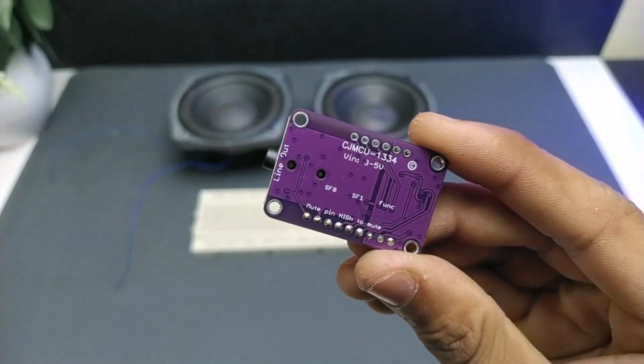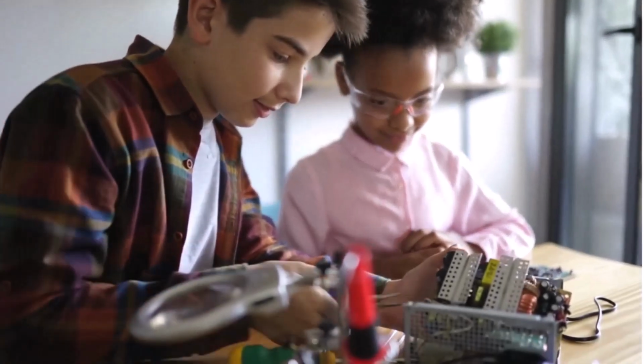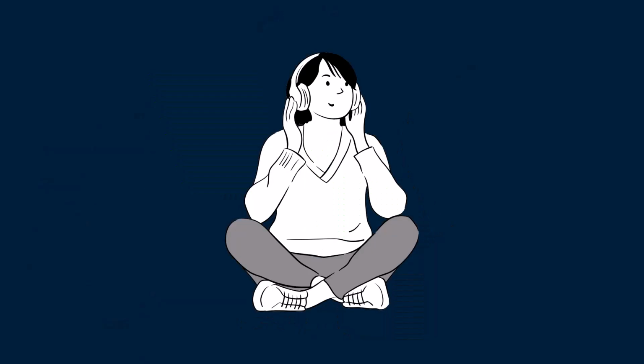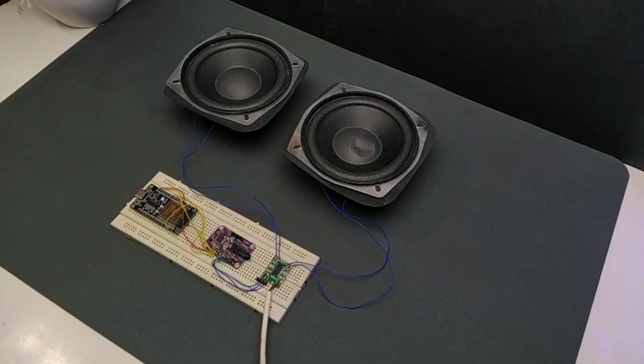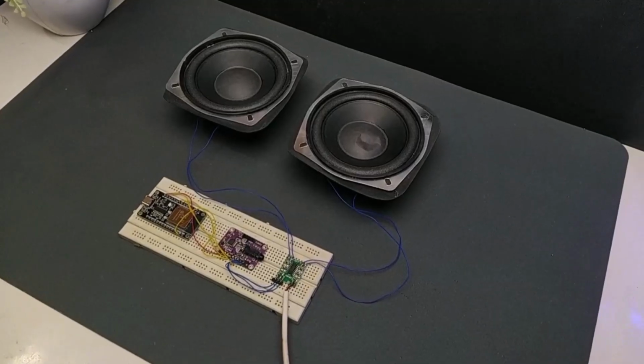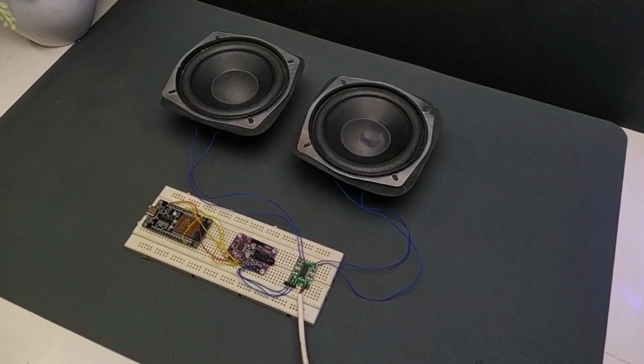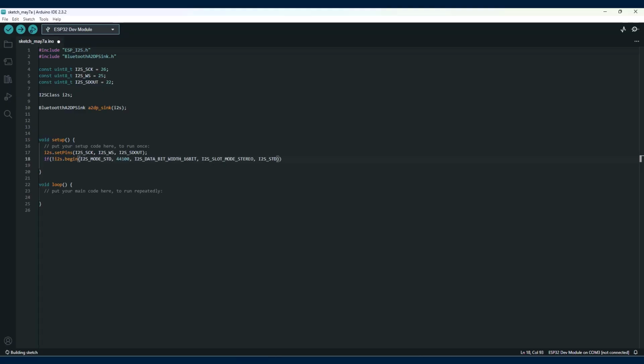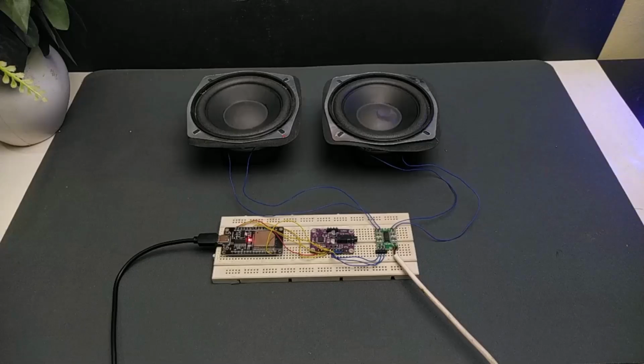Whether you're a student just starting out with embedded audio, a hobbyist experimenting with the ESP32, or honestly just someone who appreciates good sound, this video is for you. We're going to walk through everything step by step. First, how Bluetooth audio actually works on the ESP32, then how to wire up the I2S DAC for clean, crisp sound. We'll write and upload the firmware together. And of course, test it all out by streaming real music from your phone.